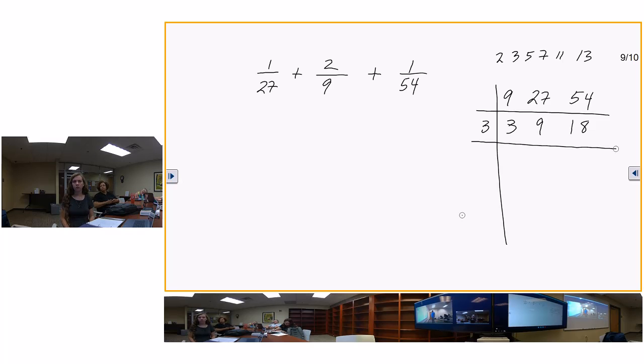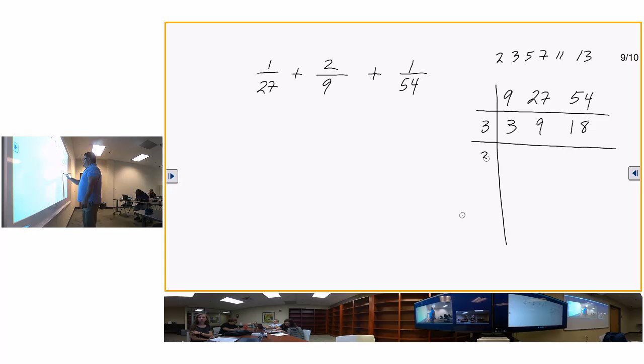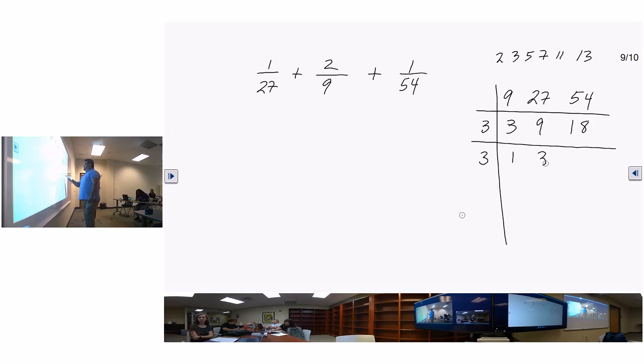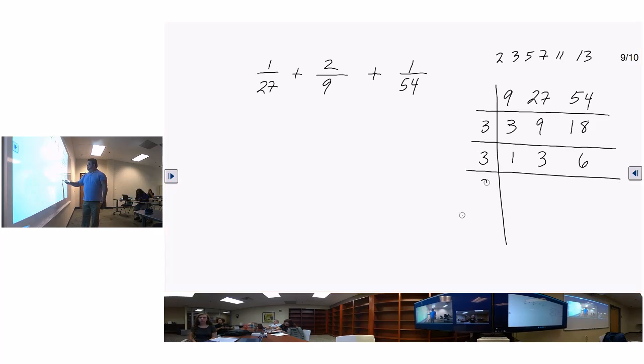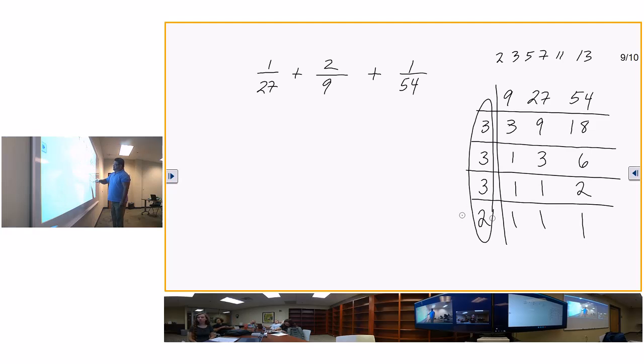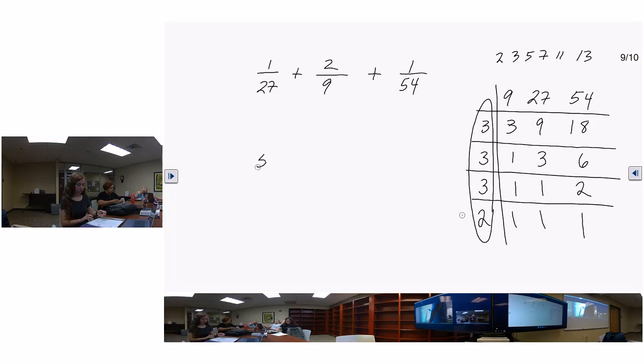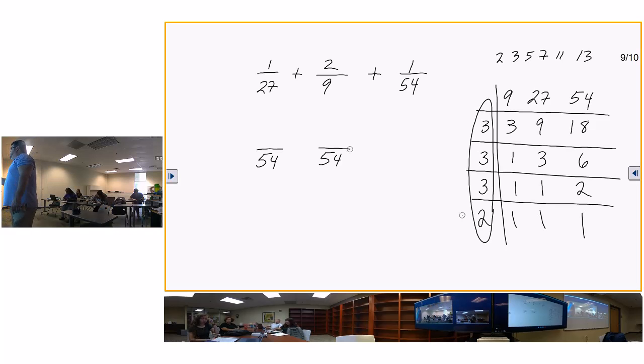We still can pick 3 again. 3 will go into 3 one time. 3 will go in there 3 times. 3 will go into 18 six times. Real math stops, which we don't care because we don't care about the first number. So I'm going to divide by 3 again. 1, 1, 2, and divide by 2. 1, 1, 1. So what is 2 times 27? 54, Hubert. Thank you, class.